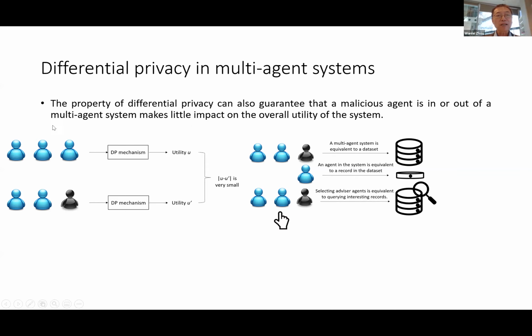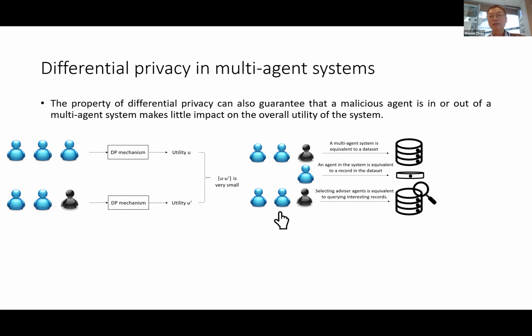So if we look at this as records, we go through the DP and then we have utility U. And this one with a malicious agent here, we also go through the DP, and then we have a utility U prime. If the difference between these two is very small, you can neglect or ignore this difference in the output, then we achieve our result. So that means we convert this sensor network into records of the database, and then convert that using DP back into the sensor network, and then we can achieve the output as we wish. So whether the malicious agent is in or out of this data set, or this sensor network's multi-agent system, it can make no difference. That's the one that we use.